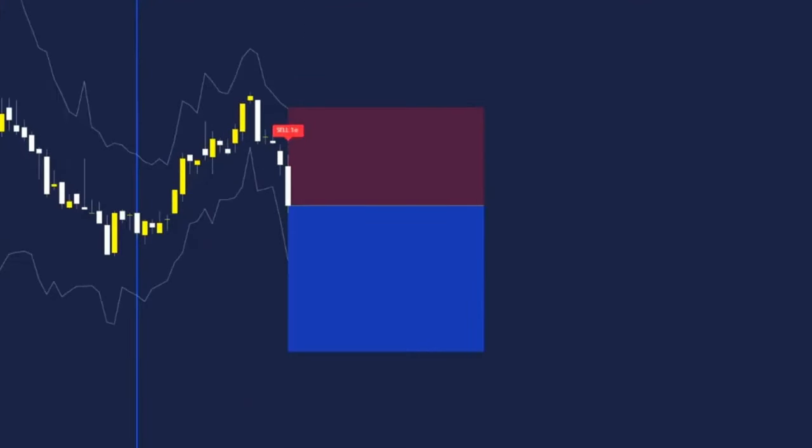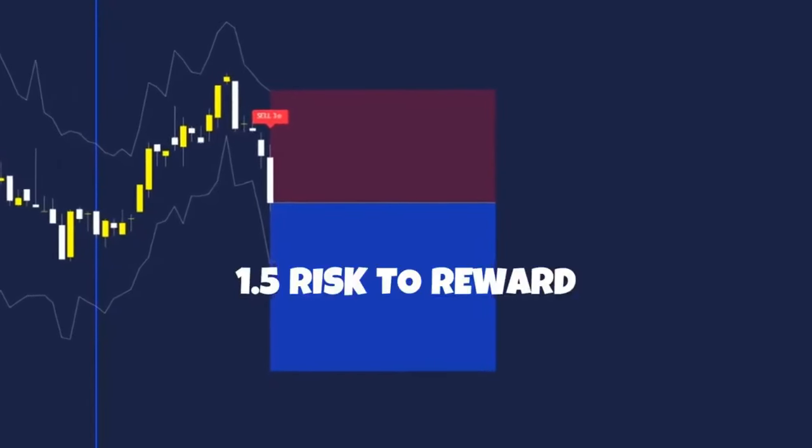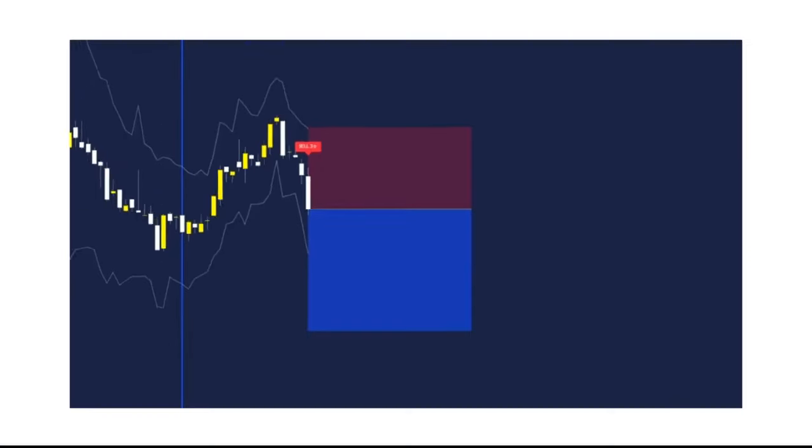So make sure you enter on the close of the sell label, and then we'll be putting our stop loss at the default settings line for the ATR stop loss. From there, we'll be targeting a 1.5 risk to reward, and let's see what the first US session trade plays out.